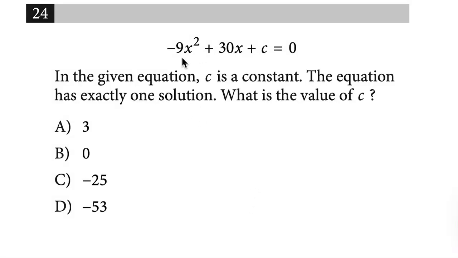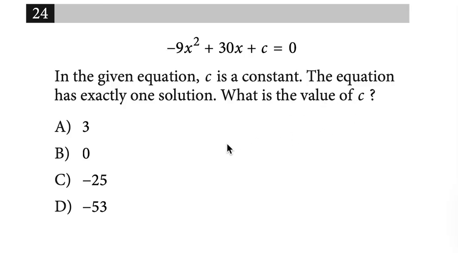Number 24: negative 9x squared plus 30x plus c is equal to 0. Okay, so this is a quadratic equation, and quadratic equations always form a parabola. In the given equation, c is a constant. The equation has exactly one solution. What is the value of c?